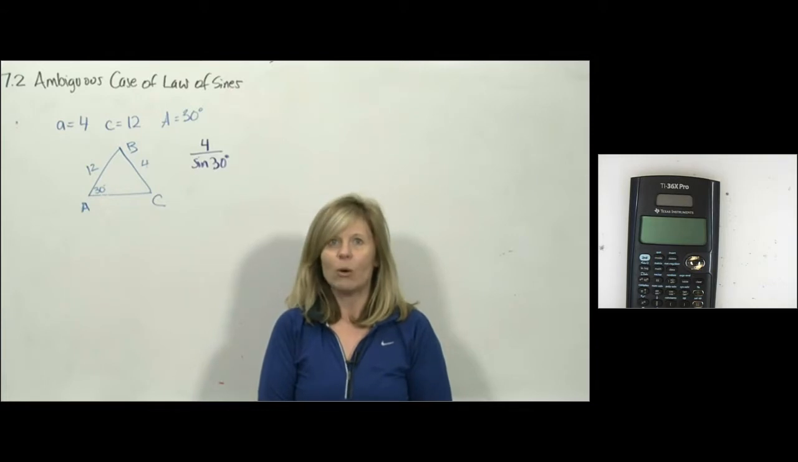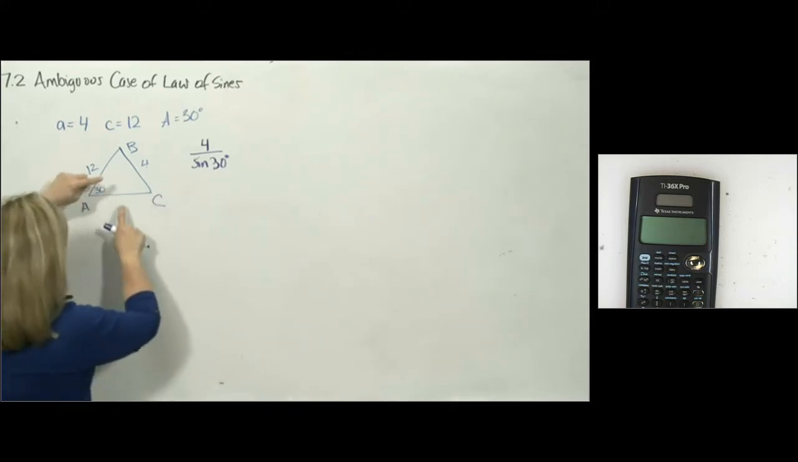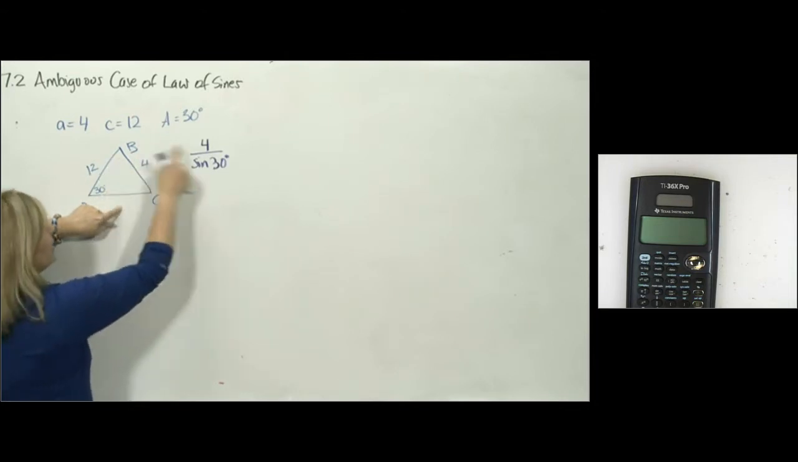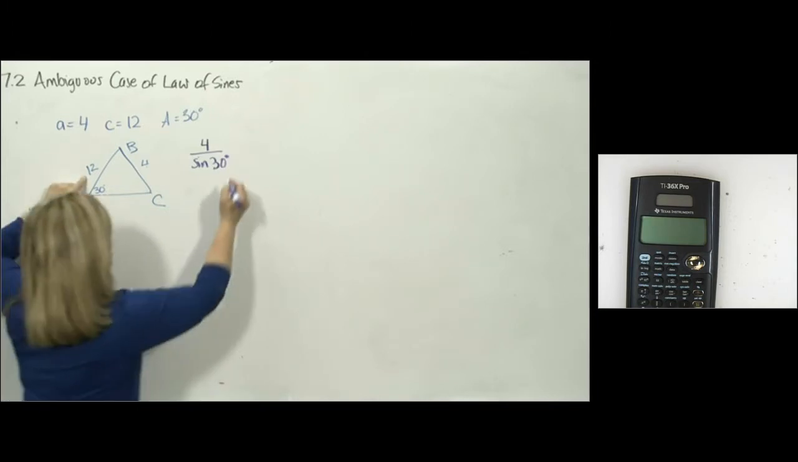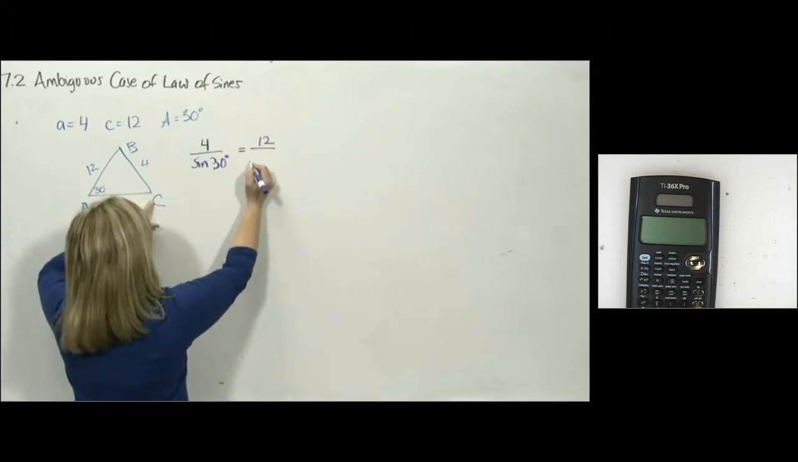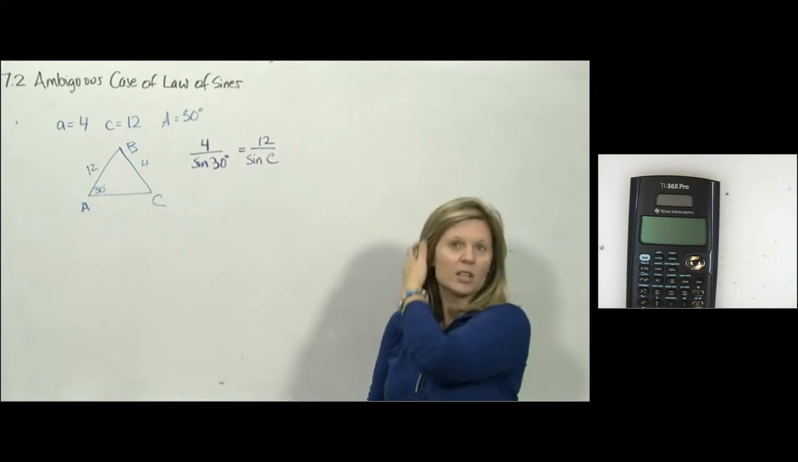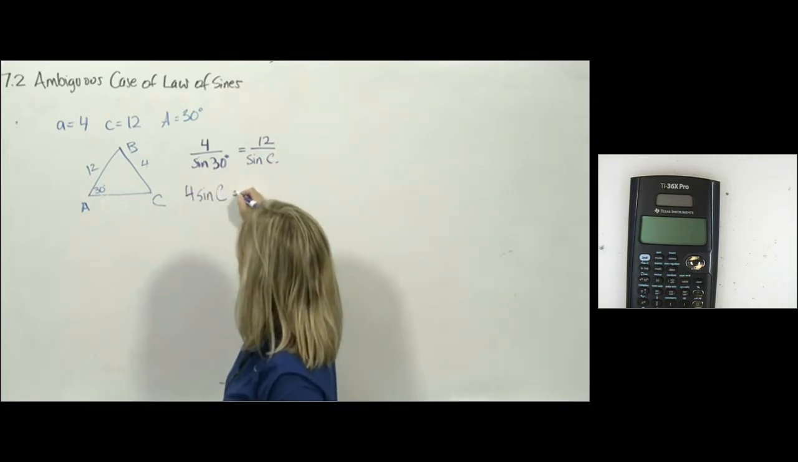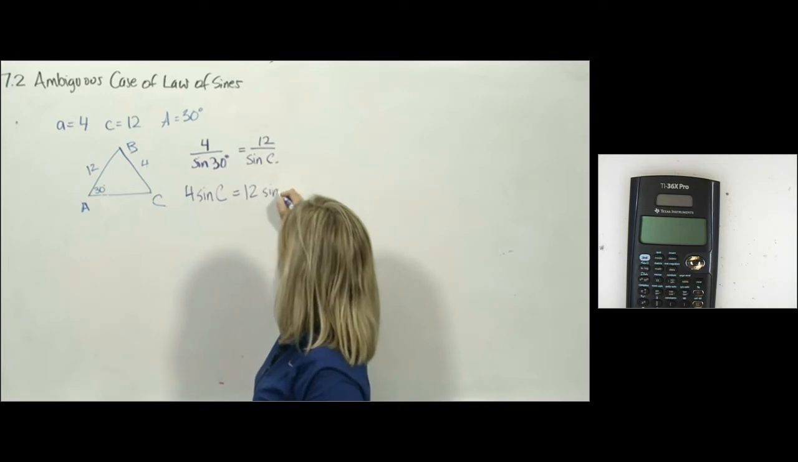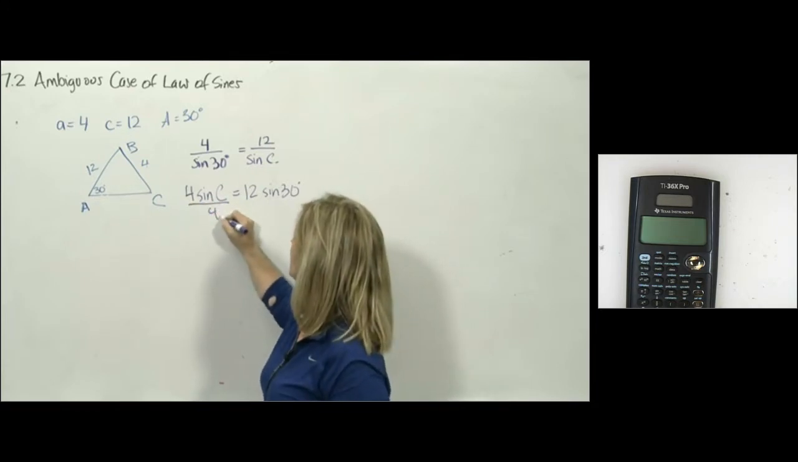Your call. What would you like to find now? Side B, angle B, side C. Well, can we do the B's? No. I don't know side B, and I don't know angle B, so I can't even set up that fraction. So it obviously has to be the C's. I know side C is 12. I don't know angle C. All right? That's my setup. I'm going to cross multiply. This is my unknown. I want it on the left. So 4 sine C equals 12 sine 30 degrees. I'm trying to get C by itself. Let's move the 4 by division.